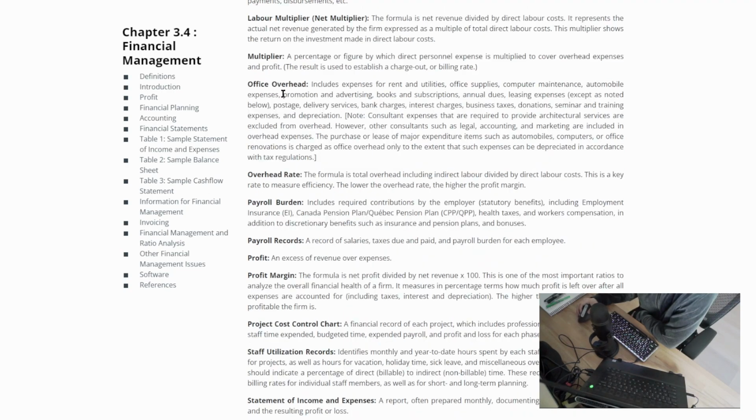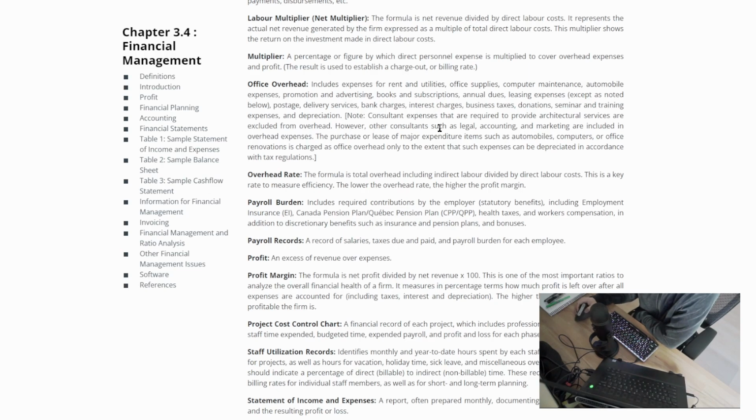Office overhead includes expenses for rent and utilities, office supplies, computer maintenance, automobile expenses, promotion and advertising, books and subscriptions, annual dues, leasing expenses, except as noted below, postage, delivery services, bank charges, interest charges, business taxes, donations, seminar and training expenses, and depreciation.